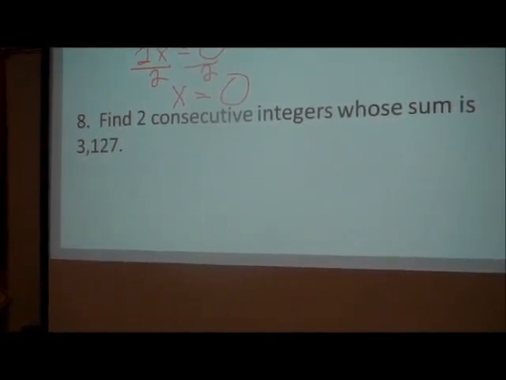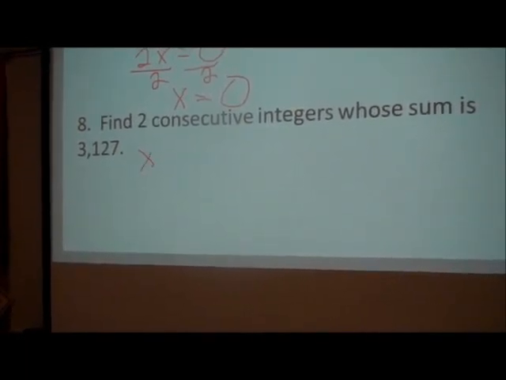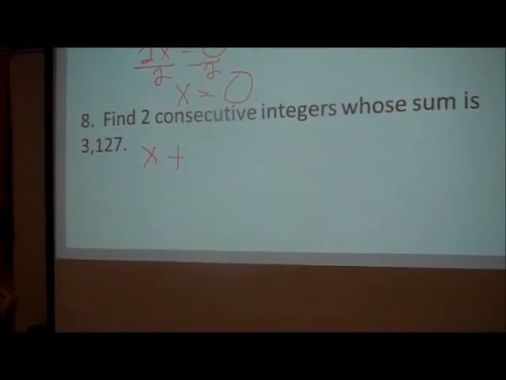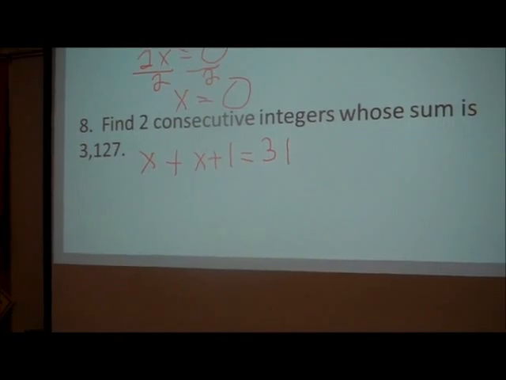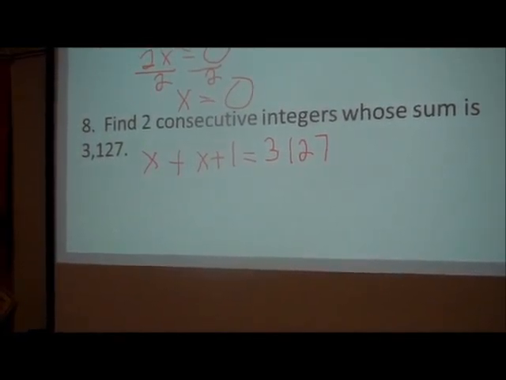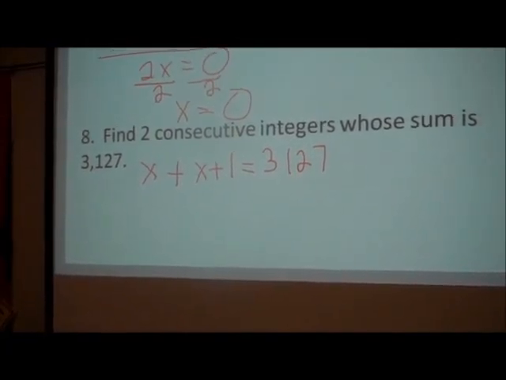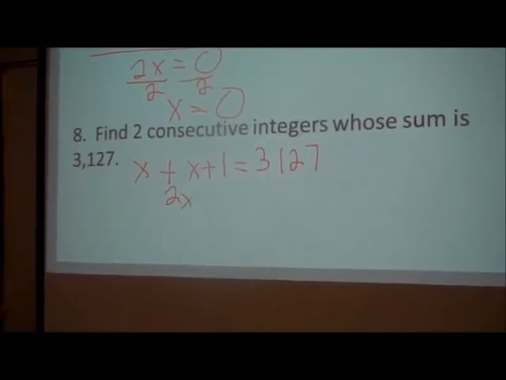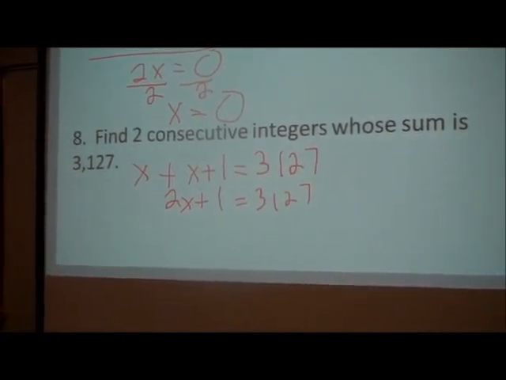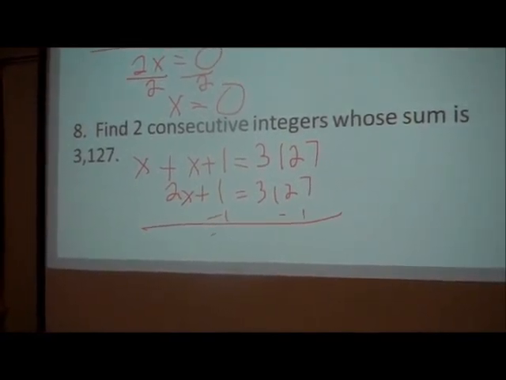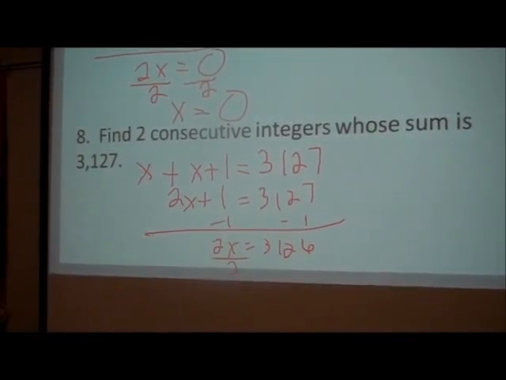Now it says their sum is, and notice I picked a big number so it wouldn't be as easy to do in your head this time. So the first one, x, plus the second one, x plus 1, equal 3,127. What do I get when I simplify on the left? X plus x is 2x plus 1 equal 3127. So now I need to subtract 1 from each side. 2x equal 3126. Divide by 2.